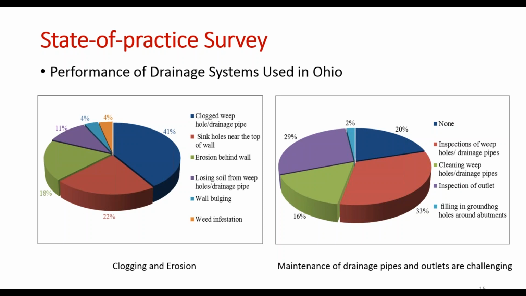The most reported are the clogging, either at the weep-hole or the drainage pipes, and also the erosion behind the walls. Okay, so actually these are due to the fabric. If you don't have that fabric, you cannot prevent the erosion and clogging from occurring. So the fabric is pretty important. And also in terms of maintenance, they found it's pretty challenging to maintain the drainage pipes and the outlets, which are embedded in the soil. So even though they found the clogging, they cannot do too much about it.